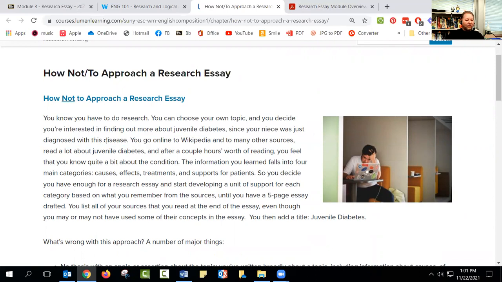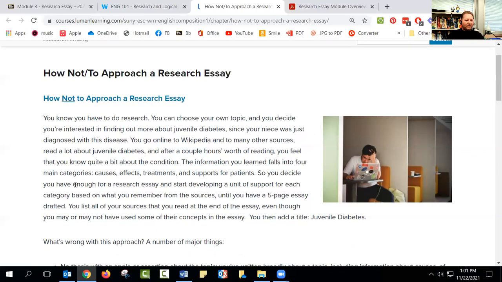So you go online to Wikipedia and to many other sources. You read a lot about juvenile diabetes. And after a couple of hours worth of reading, you feel that you know quite a bit about the condition. The information you learned falls into four main categories: causes, effects, treatments, and supports for patients, right? And if you look at any Wikipedia page for almost any medical thing, you're going to see causes, effects, treatments, and supports, right?